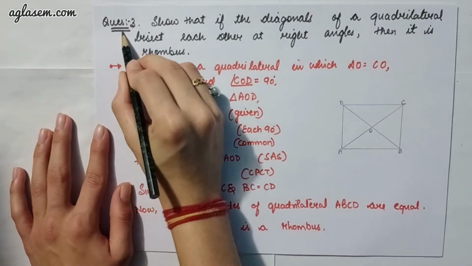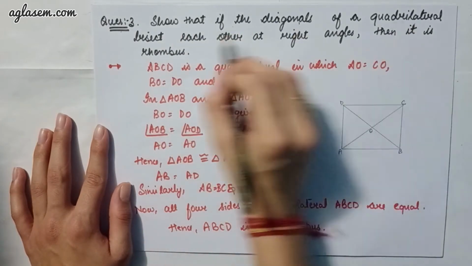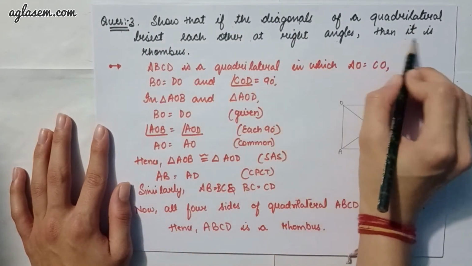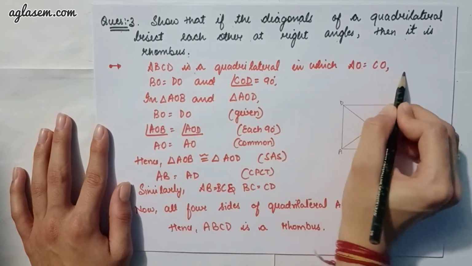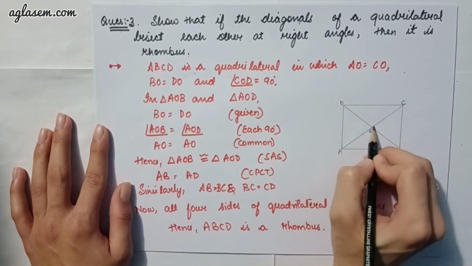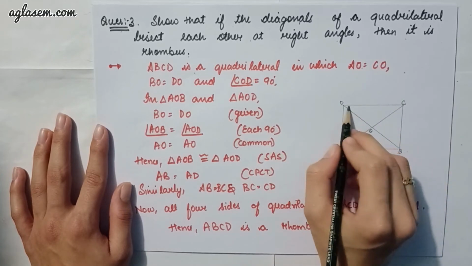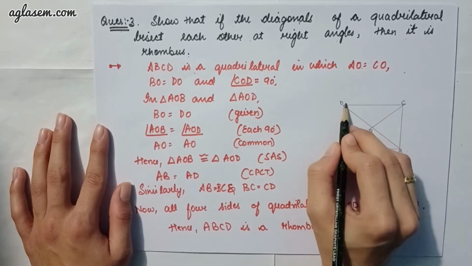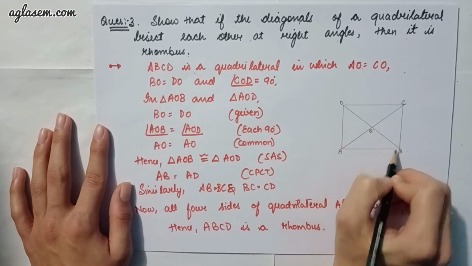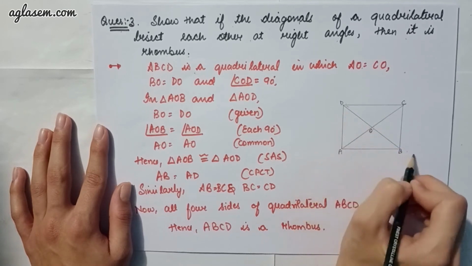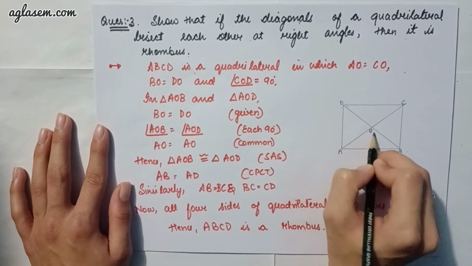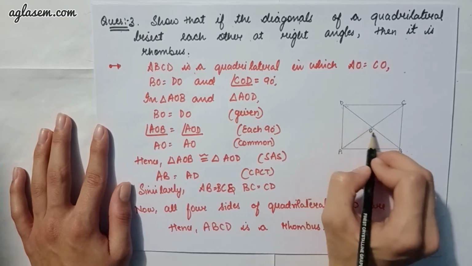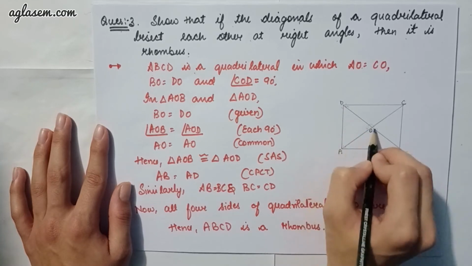Moving to the third question, which says, show that if the diagonals of a quadrilateral bisect each other at right angles, then it is a rhombus. So ABCD is the quadrilateral in which AO is equal to CO, OB is equal to OD, and angle COD is equal to 90 degrees. So in triangle AOB and triangle AOD, OB and OD are given to us as equal, angle AOB is equal to angle AOD, each 90, and AO is common.